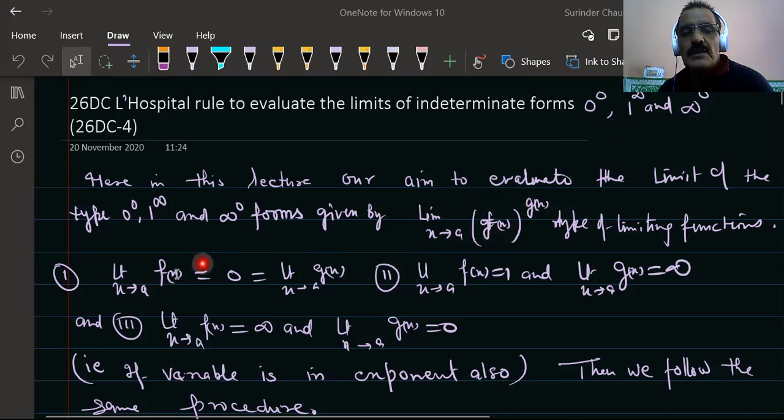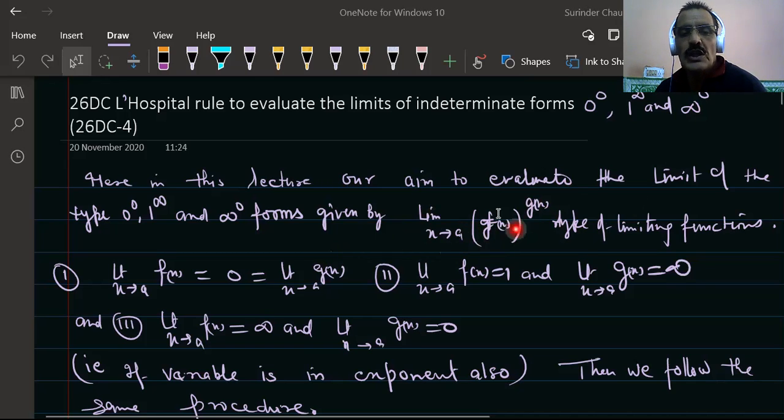If the limit of f(x) is 0 and the limit of g(x) is also 0, the limit of the product is equal to the limit of this into the limit of this. We can go to the exponent also. So when you substitute x by a, the base is 0, and the exponent is 0. So 0 raised to 0 is the first indeterminate form. If the limit as x approaches a of f(x) is 1 and as x approaches a, g(x) is equal to infinity, then it is 1 raised to infinity. Similarly, if as x approaches a, f(x) is equal to infinity and the limit of g(x) is 0, this becomes the form infinity raised to 0.